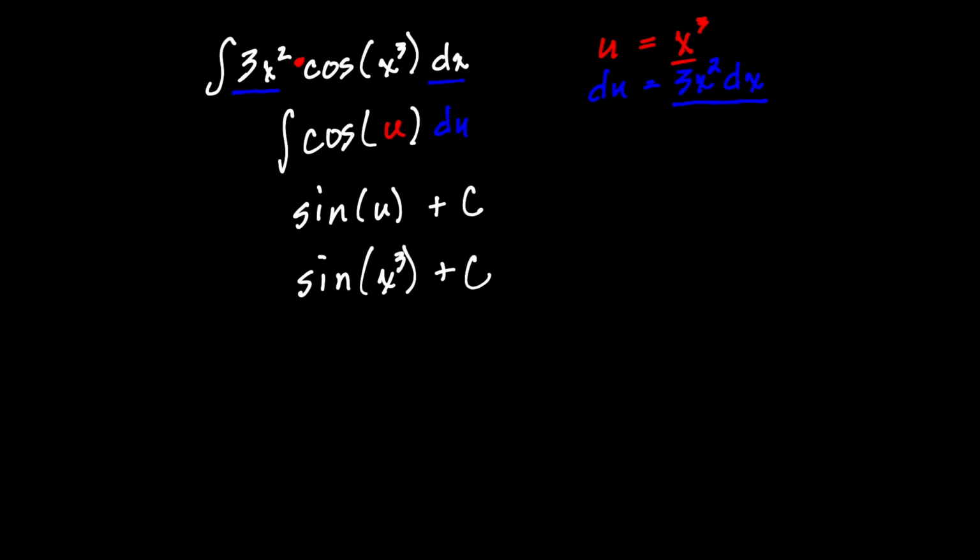And the best way to check these, if you want to, is take the derivative of this. The derivative of sine of x cubed would be cosine of x cubed, which we see up here, times the derivative of the inside, which is 3x squared. So this does check out.